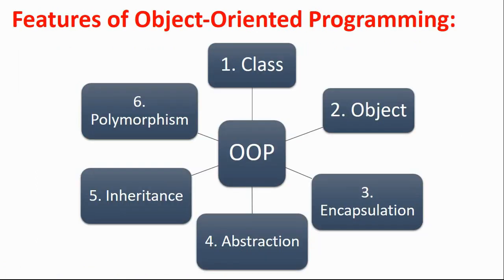Features of object-oriented programming. 1. Class. 2. Object. 3. Encapsulation. 4. Abstraction. 5. Inheritance. 6. Polymorphism.